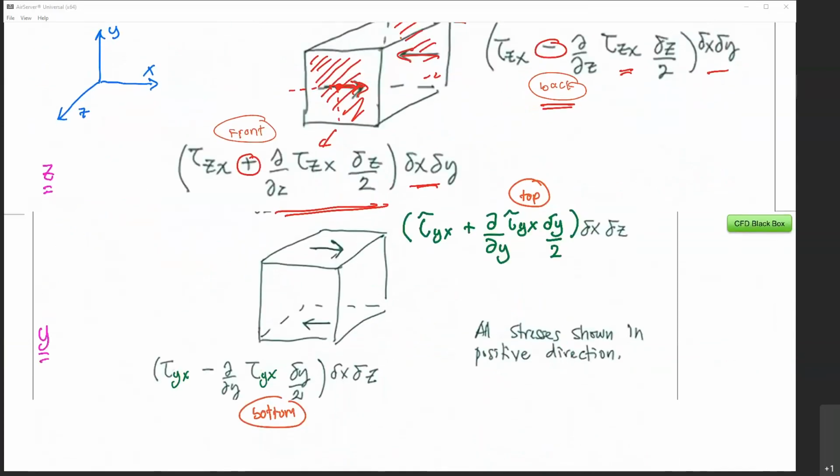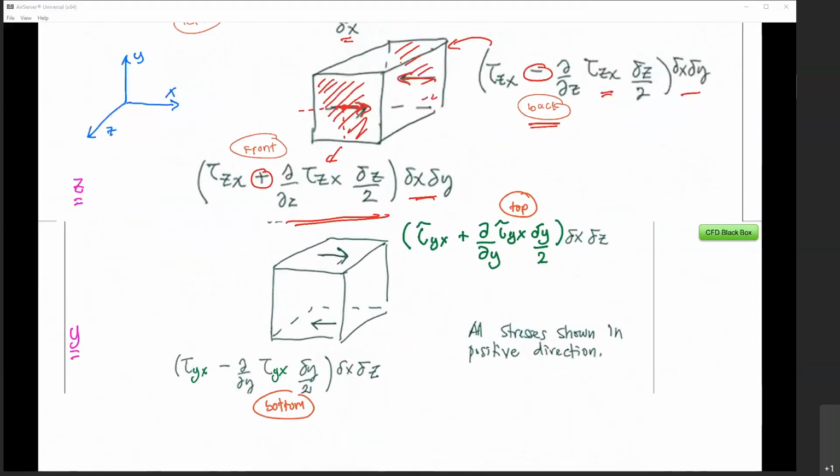And finally, when we look at the top and the bottom of the element, remember the sign convention: positive for the top and negative for the bottom, with the following notation.